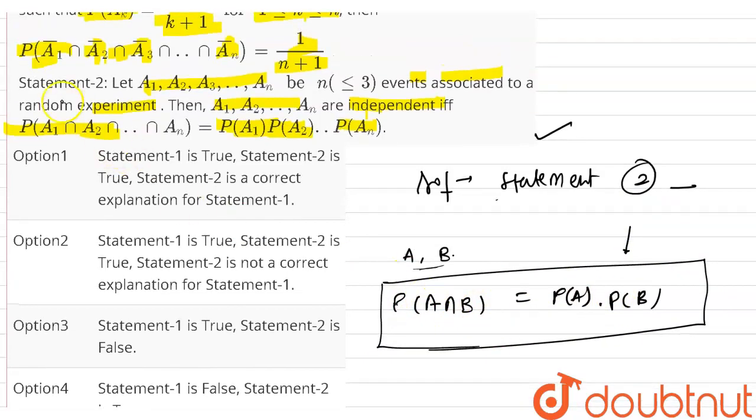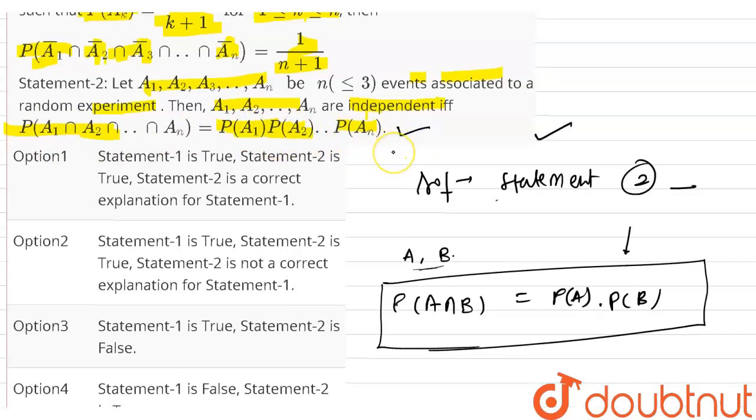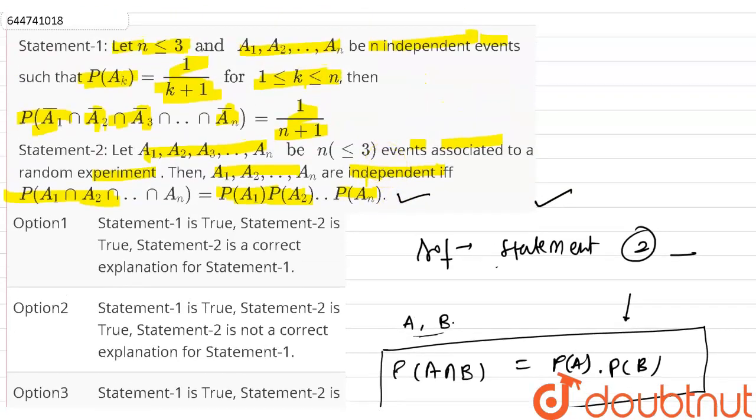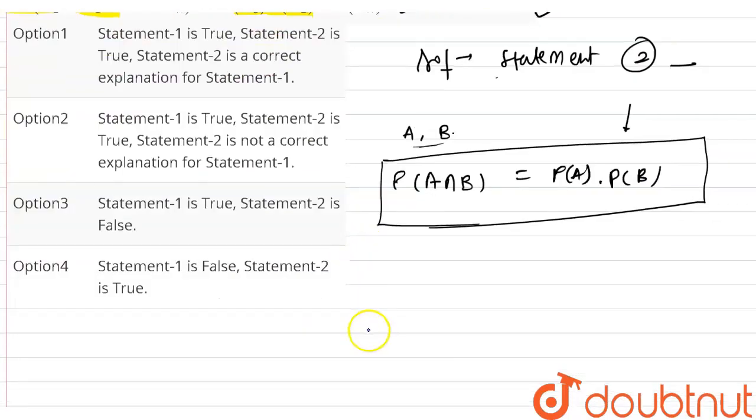Now here you can see there are n events from 1 to n. So for n events, I can multiply probability of A1, probability of A2, and so on up to n. So yes, this statement is correct. Now by using the second statement, I can solve the first statement. But here we wish to find out the probability of A1 complement intersection A2 complement intersection, and so on. So we have to find the complement first.